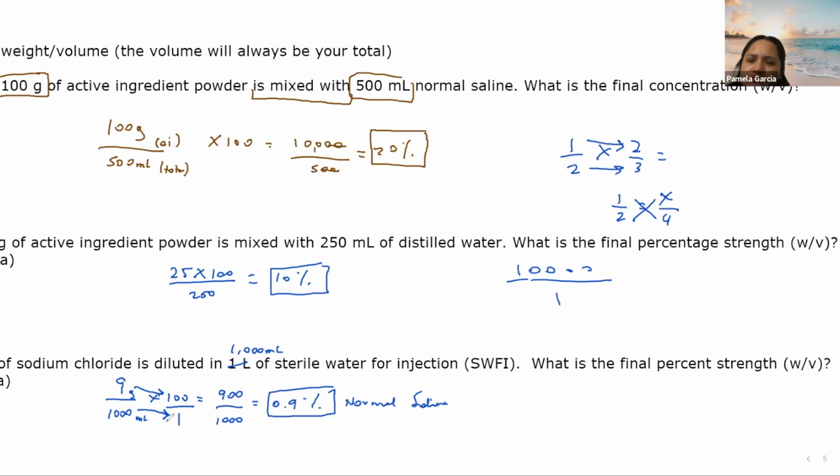I see. Like in this one, the same thing. This times this, and this times this. Notice that here Anna didn't multiply the 250 times 100. She only multiplied the 25 times 100. Okay, all right.